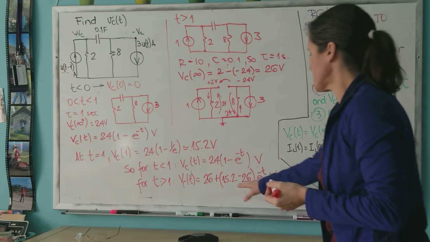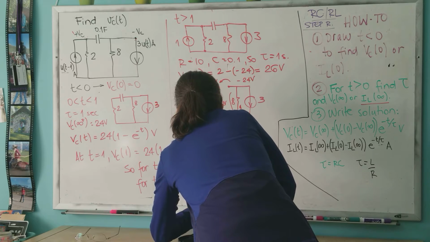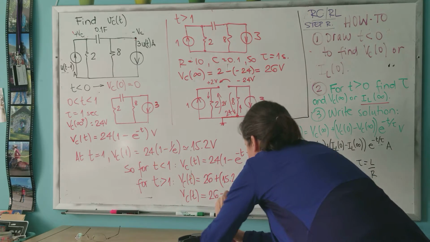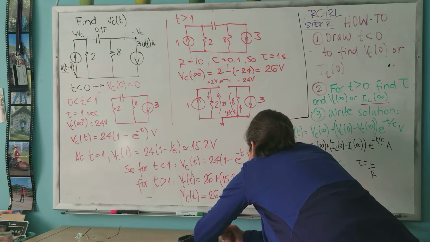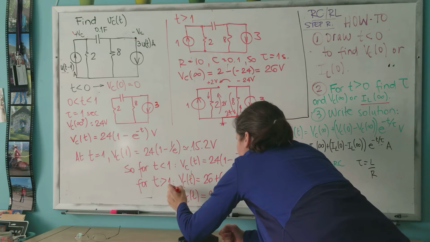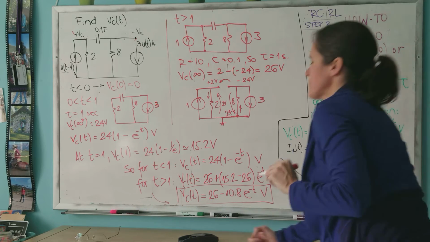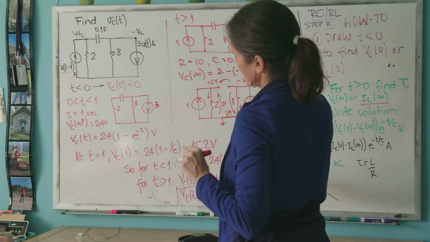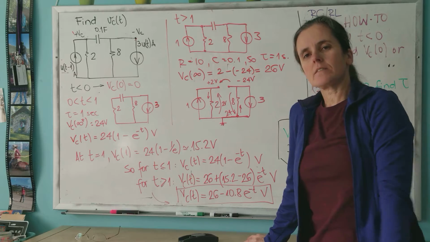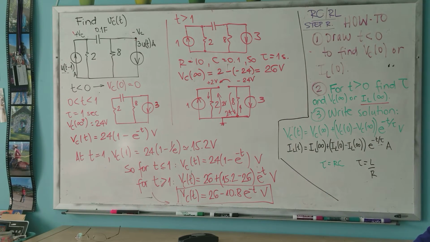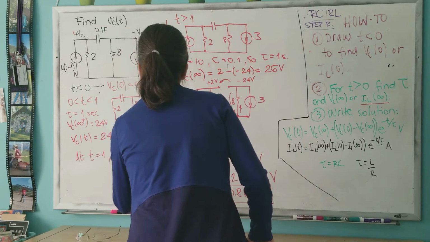So here you could say Vc of t is 26 minus 10.8 e to the minus t volts. So this is only valid from 1 or after 1 second. I mean, both of them should be the same at 1. And for t less than 0, it should be 0 volts across the capacitor. So this would have been the answer. 2 lines.